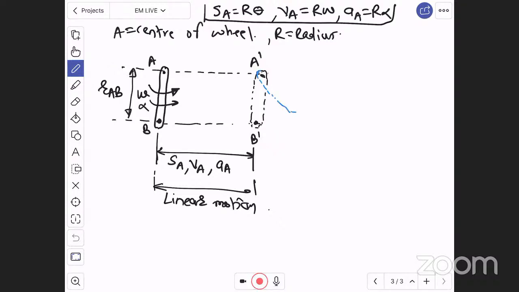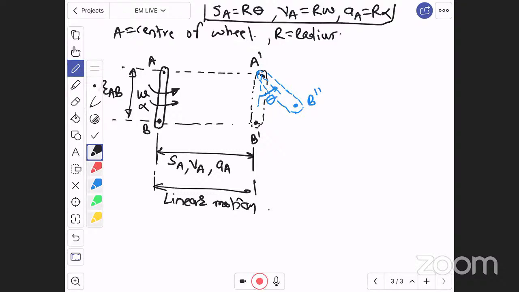Let us say after some time the wheel has reached a new location, B double dash. B double dash is the final position of B, and A double dash is the final position of A. Let us say there is an angular displacement theta. Theta is angular displacement. Therefore, there will be an angular motion also.